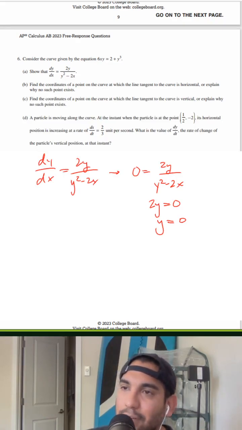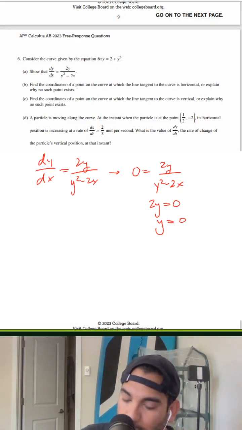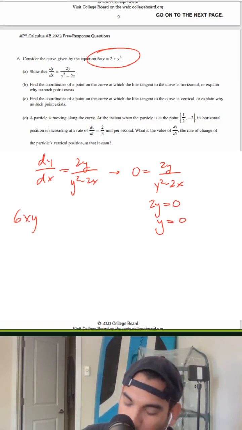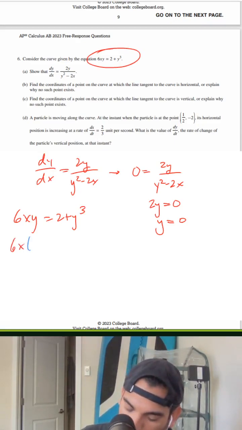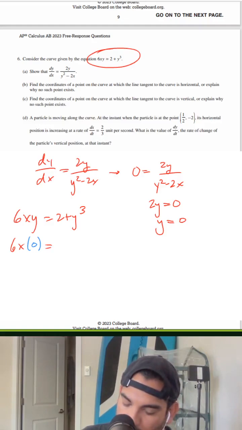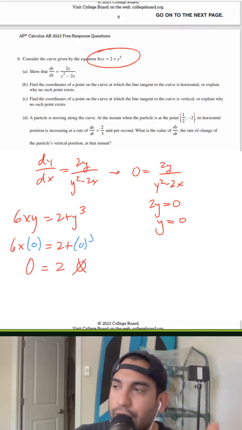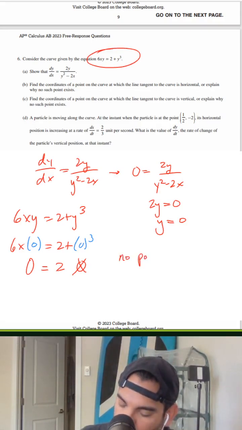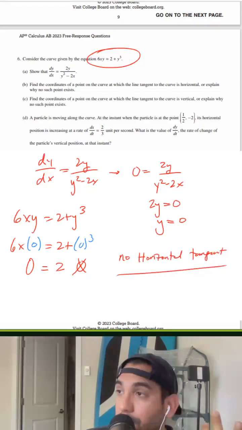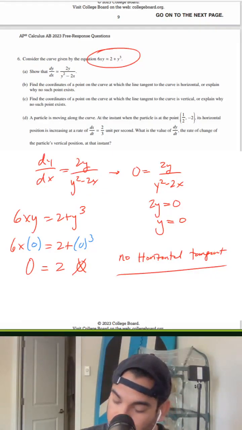So then when you plug in 0, because you're looking for the coordinate, you're going to plug it into the original function. So this is my original function, 6xy is equal to 2 plus y cubed. We're going to plug in 0 into everything, and then maybe you're already seeing what's going to happen. This is going to become 0 on the left side is equal to 2. That can't happen. So this work right here, we say no point or no horizontal. Part B, in my opinion, if I get it wrong or if someone wants to argue something else, let me know. But let's go to part C.